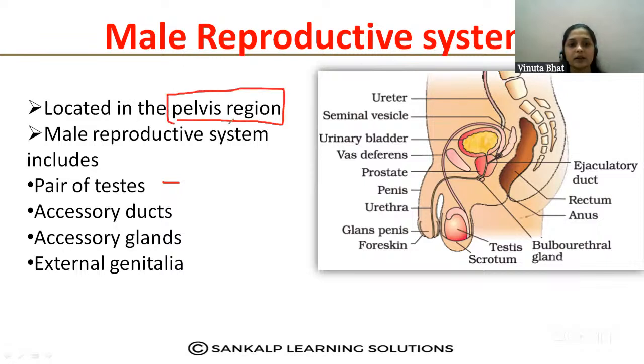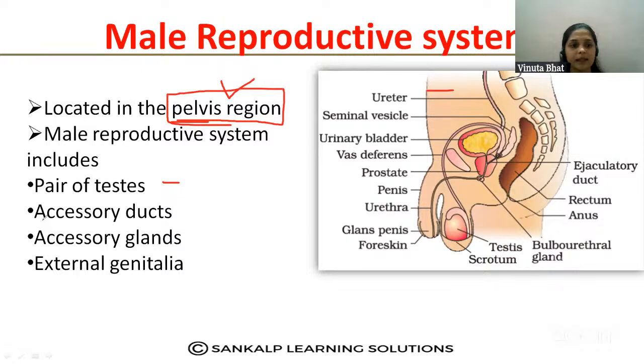So it is an important MCQ question. The male reproductive system is located in which region? Options will be like abdomen region, pelvis region, lumbar region, like that. So the correct answer is pelvis region.